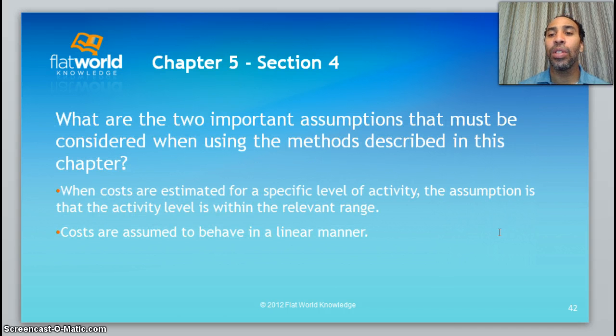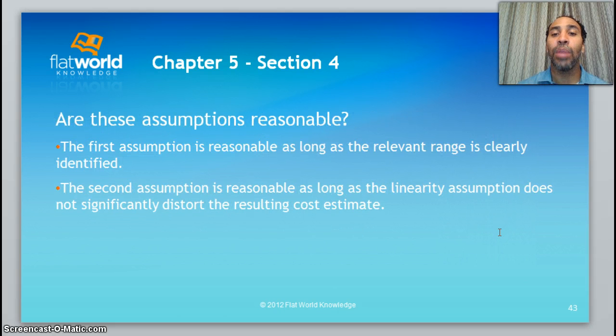So what are the two important assumptions that must be considered when using the methods described in this chapter? When costs are estimated for a specific level of activity, the assumption is that the activity level is within the relevant range, right? If they're not within the relevant range, then costs will change. Costs are assumed to behave in a linear manner, right? In a line.